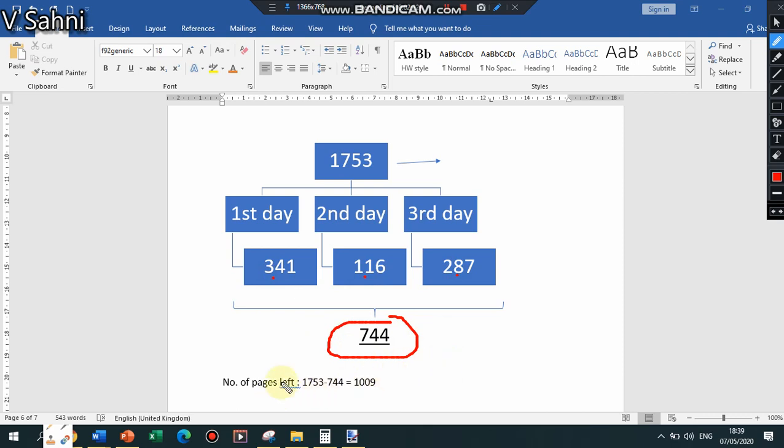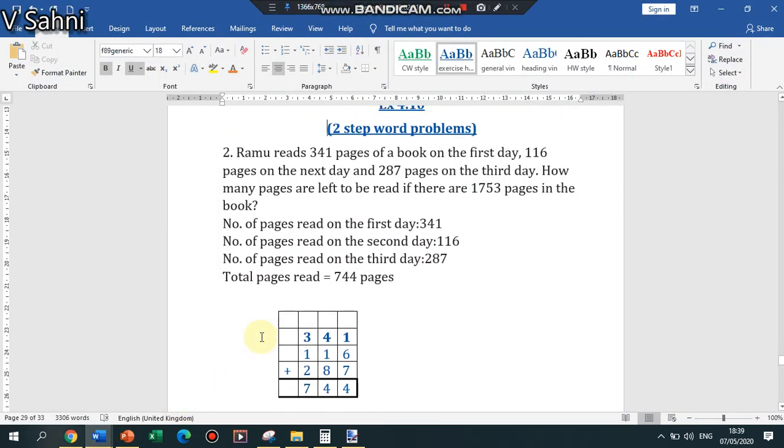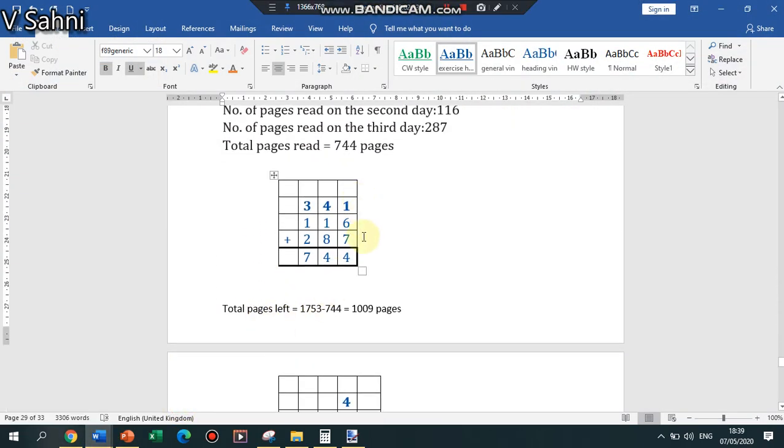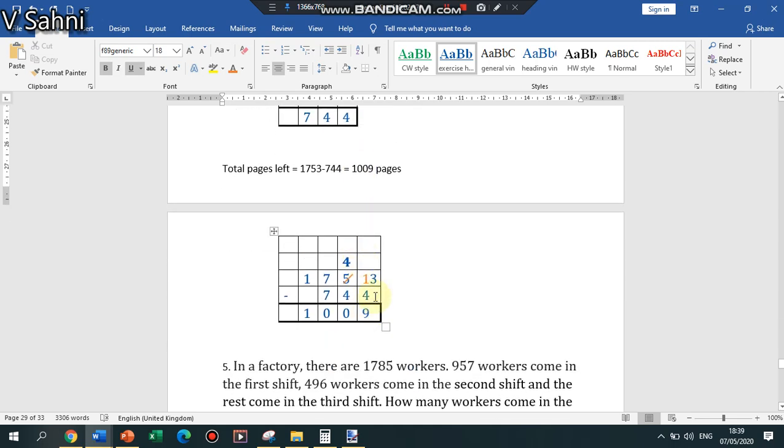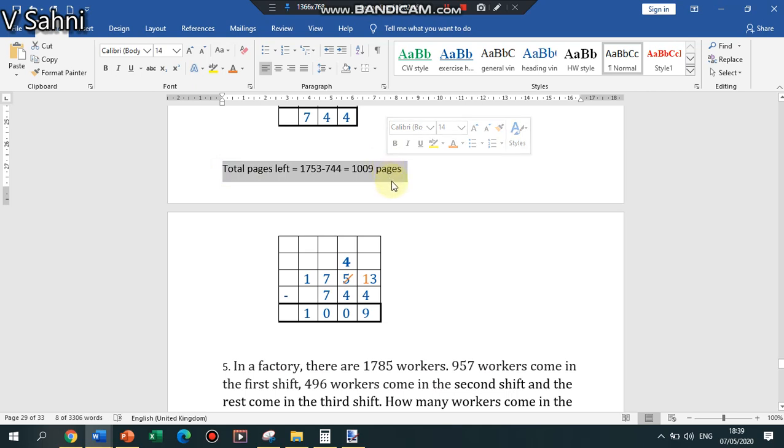And how many pages are left? You will do the total pages minus 744. So this is exactly what I have done here. First, I have added all the pages that were read in the 3 days, and then I have subtracted. I have taken the total pages and subtracted the number of pages read. So I got total pages left.